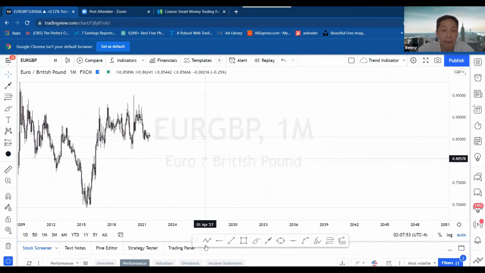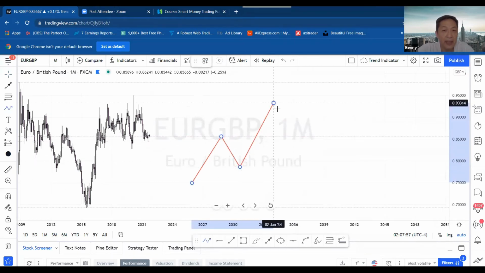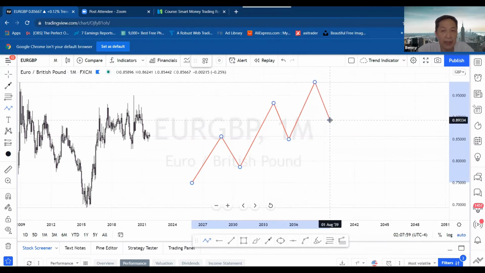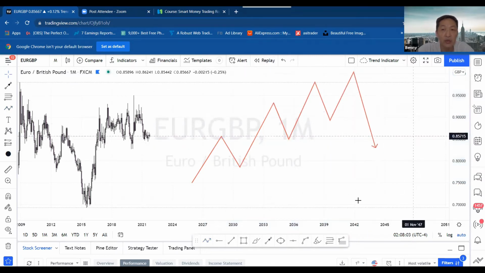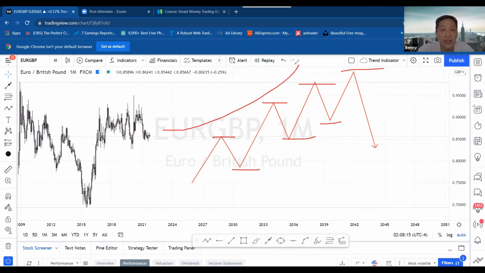For example, if price makes a high, makes a low, makes a higher high, makes a higher low, makes a higher high, makes a higher low, makes a higher high, and then makes a lower high, right? So this tells me that the market was in an uptrend. You can see this is a high, this is a low, higher high, higher low, higher high, higher low, higher high. We can see that this is an uptrend.